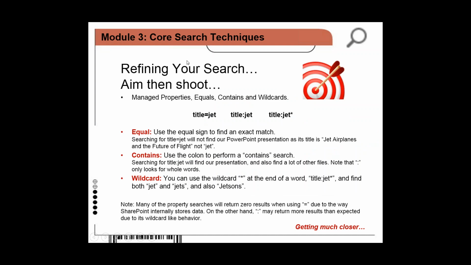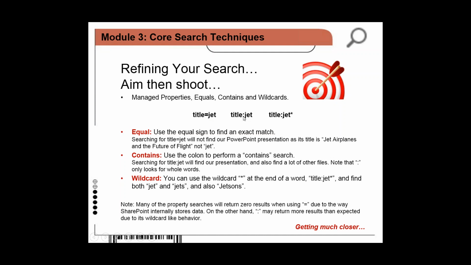So we need to start refining our searches, and we might go out and type something like title. Title is a property, formerly called a managed property. That managed property lets us target in on certain pieces of metadata about items. This looks for any document with the name of jet. No other words, the exact name. So equals is not going to be used too often.